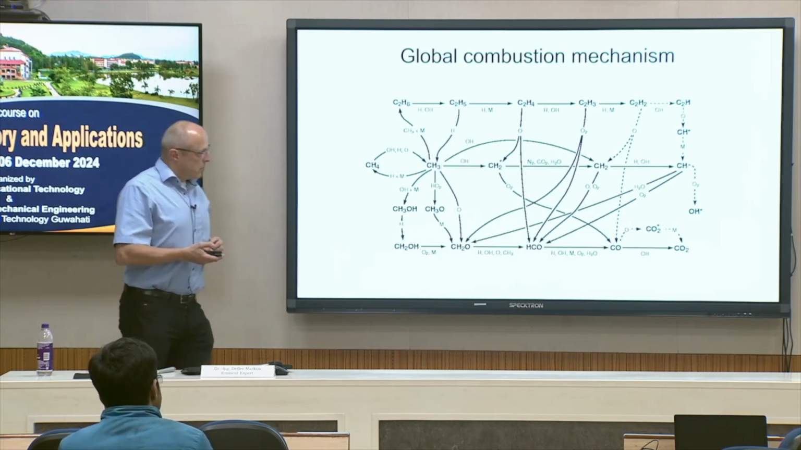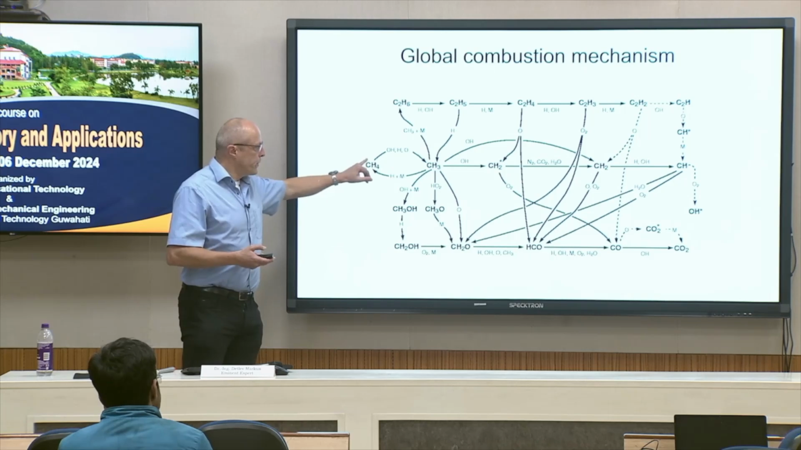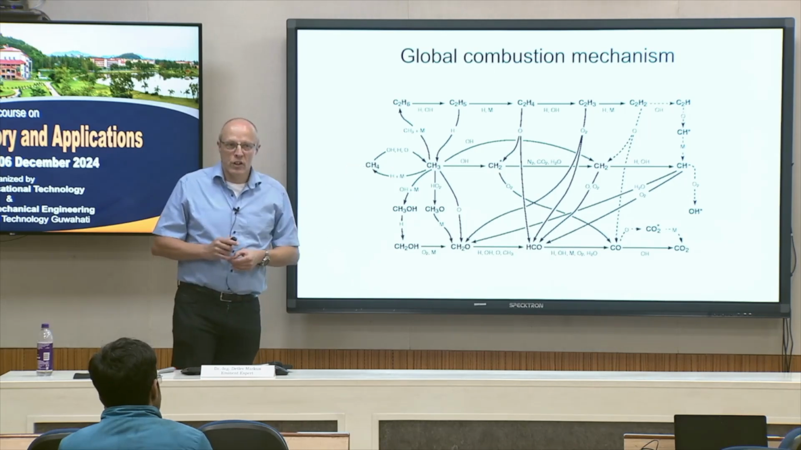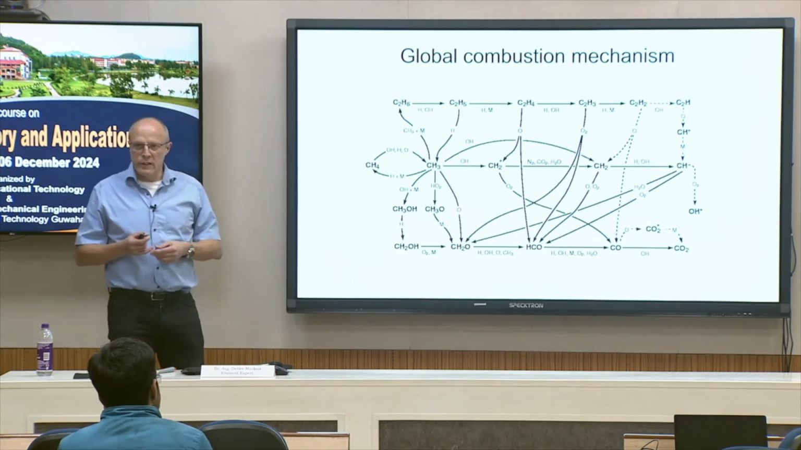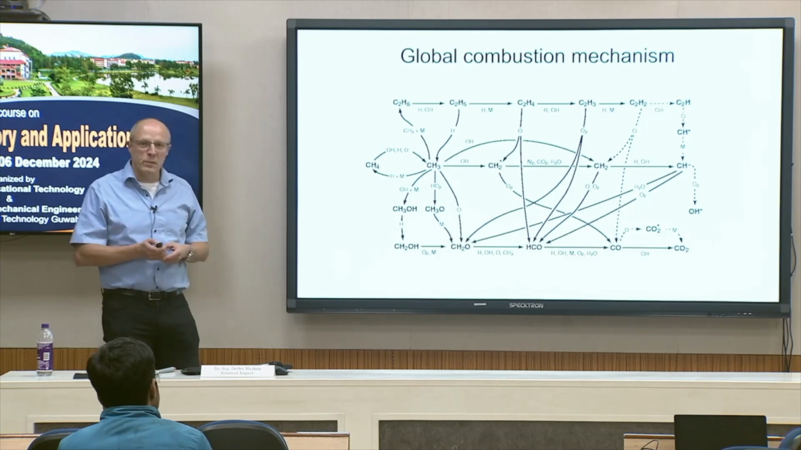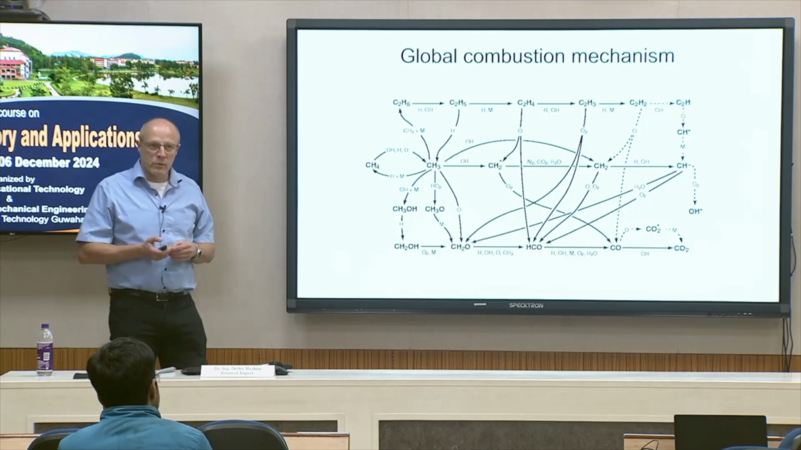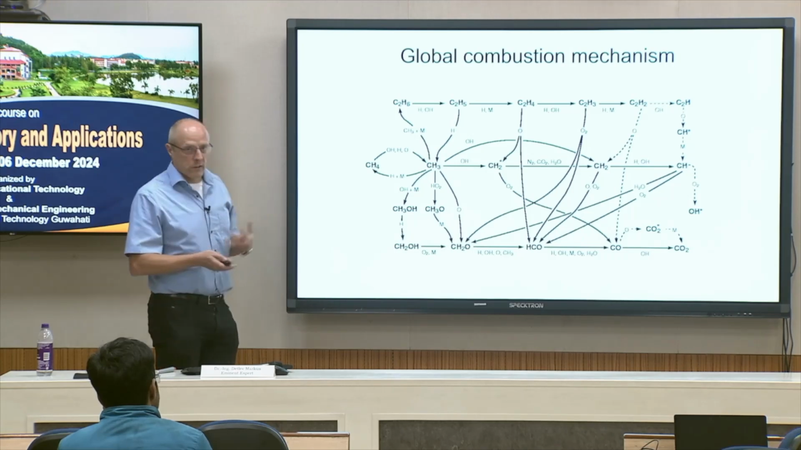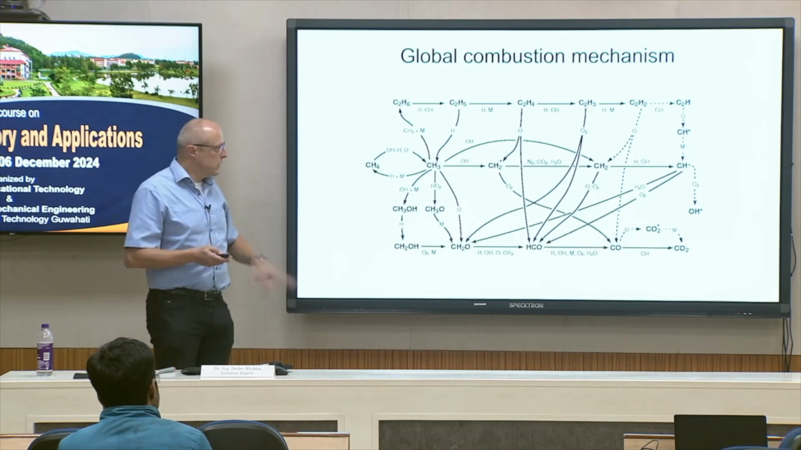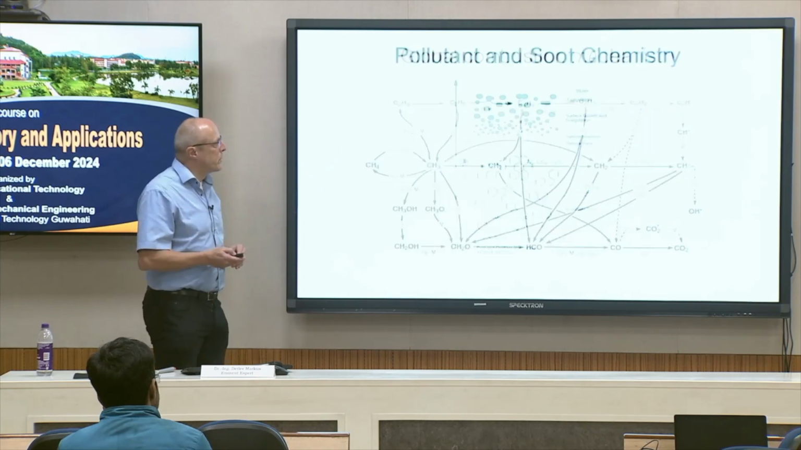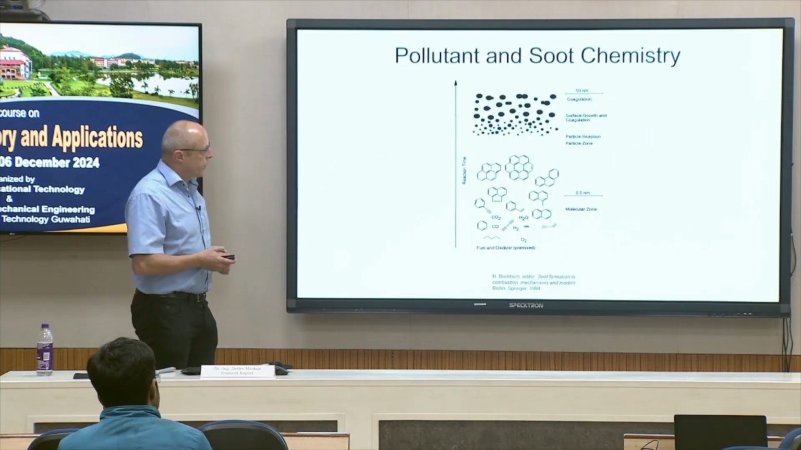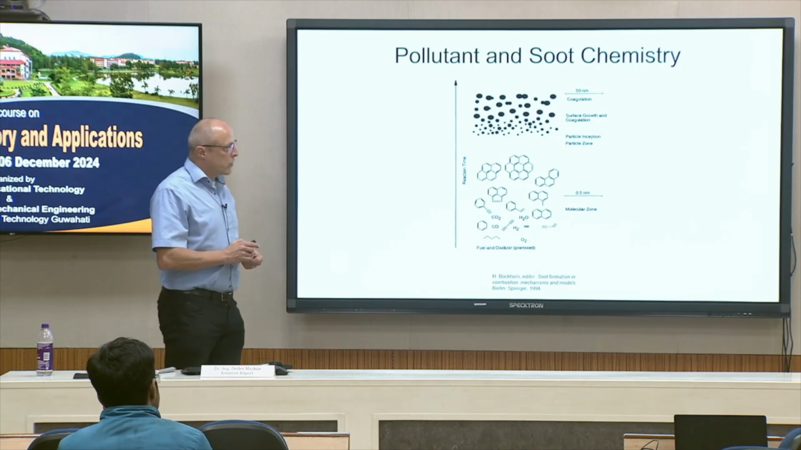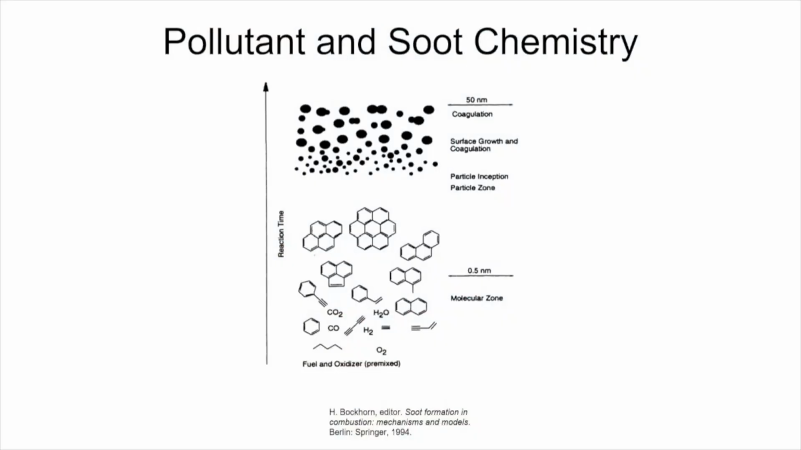So to describe CH4 oxidation properly, we need around 40, 50 species and 150 to 200 elementary reactions. So it's getting quite complex, even for such a simple system. And it's getting much more complex if we have to consider soot formation.